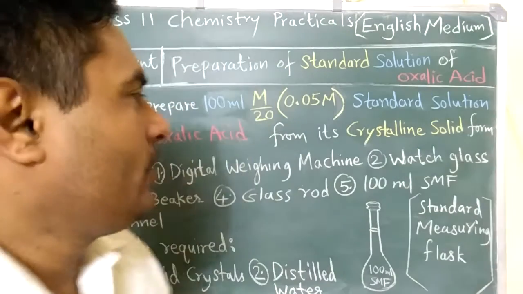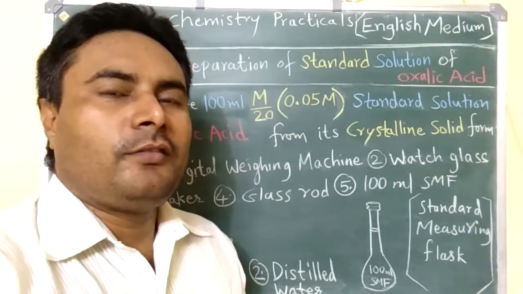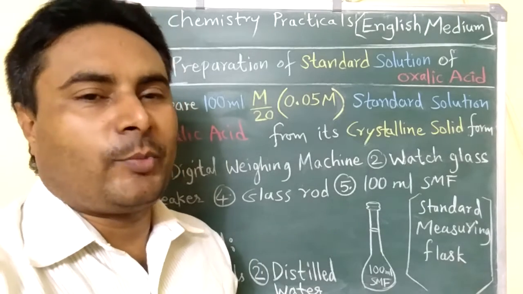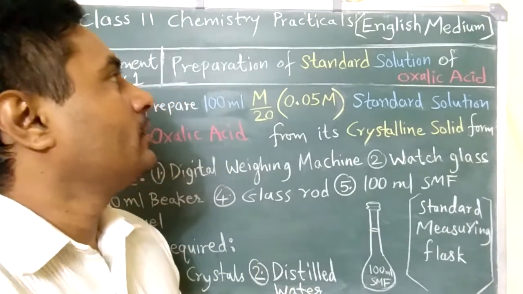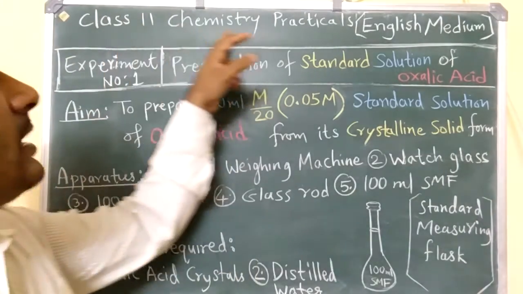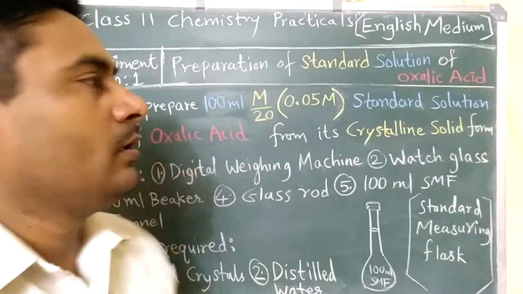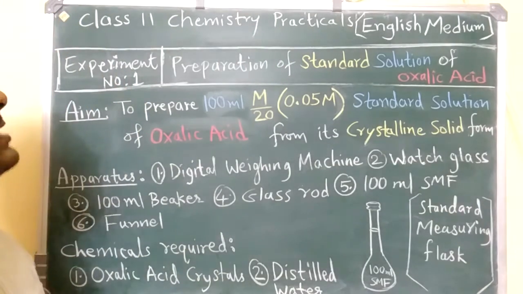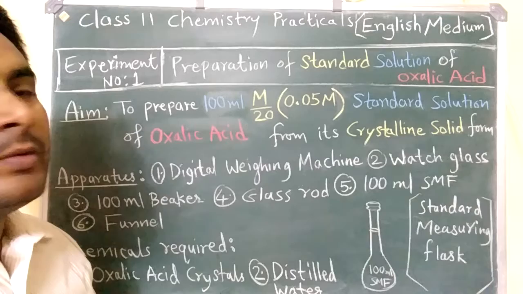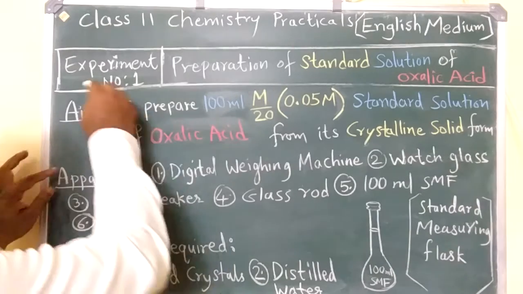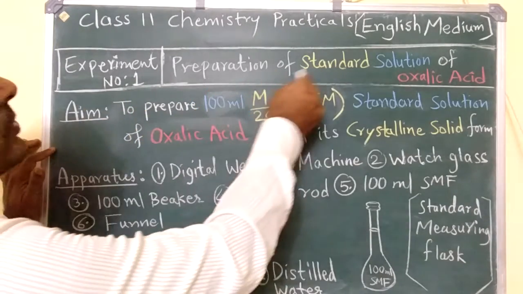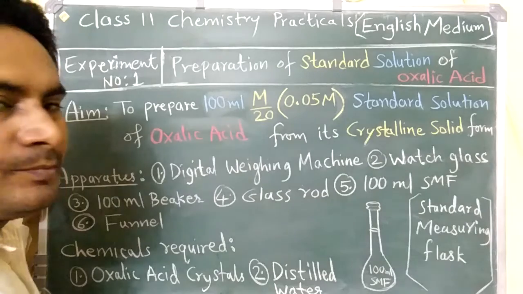Fine. So students, today I am present here to have a discussion on a very interesting topic of chemistry, that is chemistry practical, class 11 chemistry practicals, English medium. Okay students, in class 11 chemistry practical English medium, the first experiment we are going to discuss, experiment number 1, is the preparation of standard solution of oxalic acid.